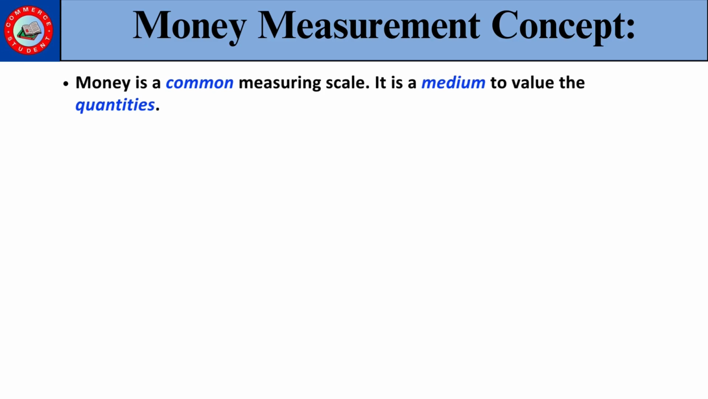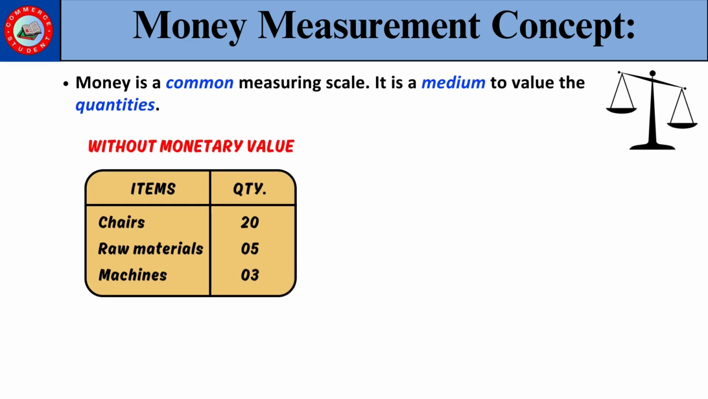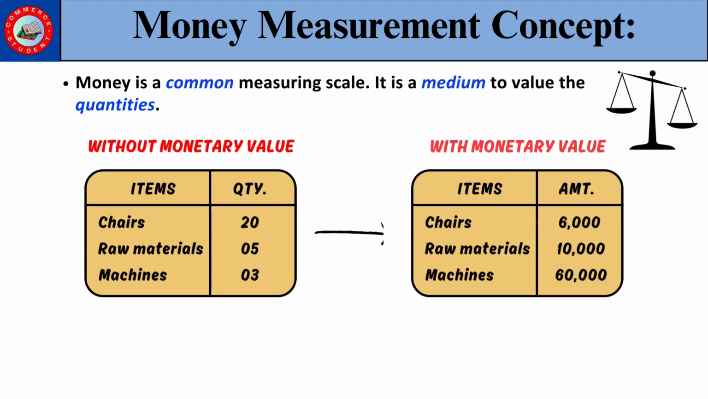So, this concept states that money is the common measuring scale by which we can ascertain the value of things in business, like assets, liabilities, incomes, etc. And money serves as a medium to value quantities in accounting. For example, instead of saying a firm has 20 chairs, 5 tons of raw materials, and 3 machines, we can simply assign monetary values to these assets.